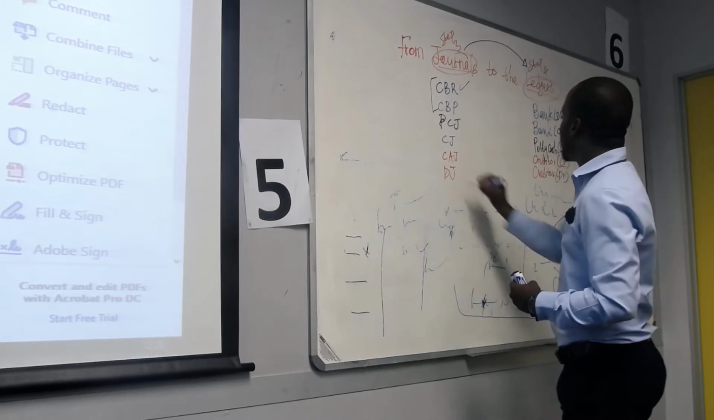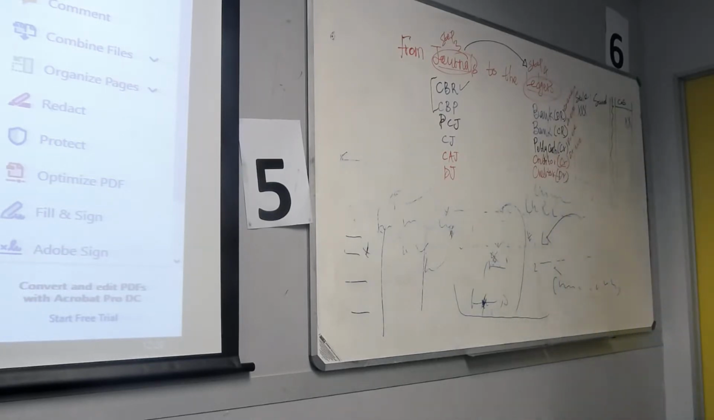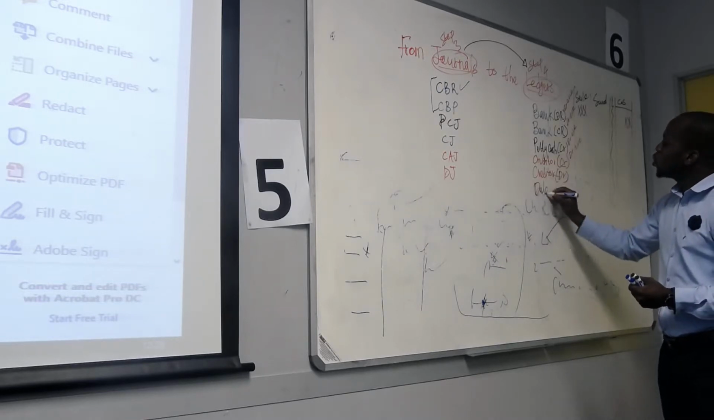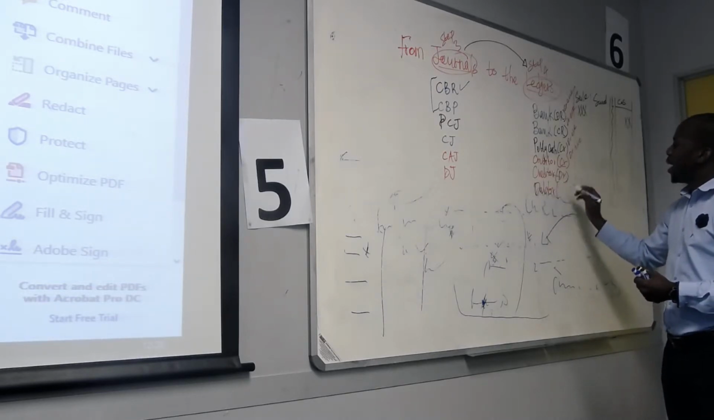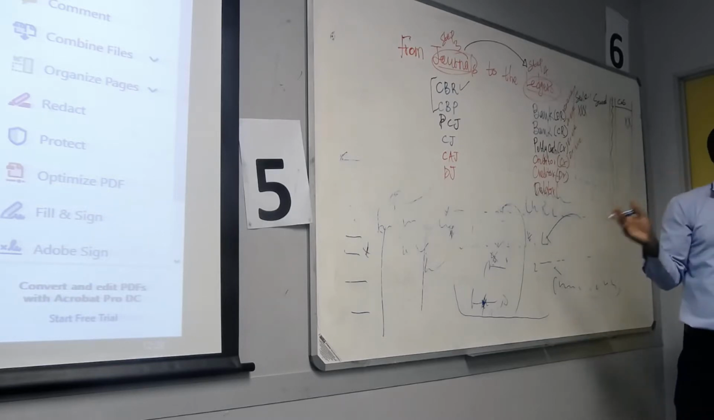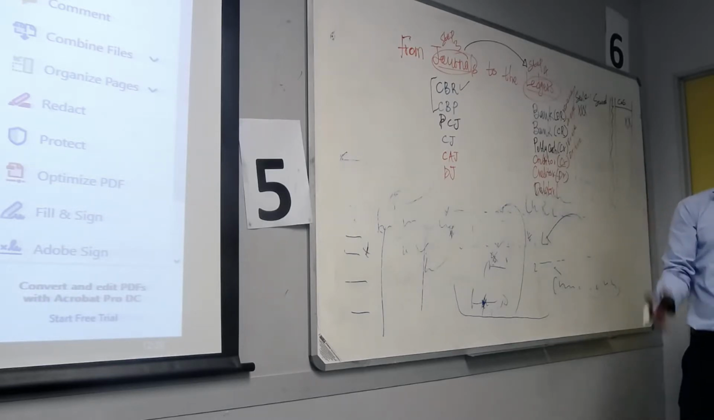DJ. DJ, what is the main account? Oh, debtors journal. What's the main account? Debtors control.